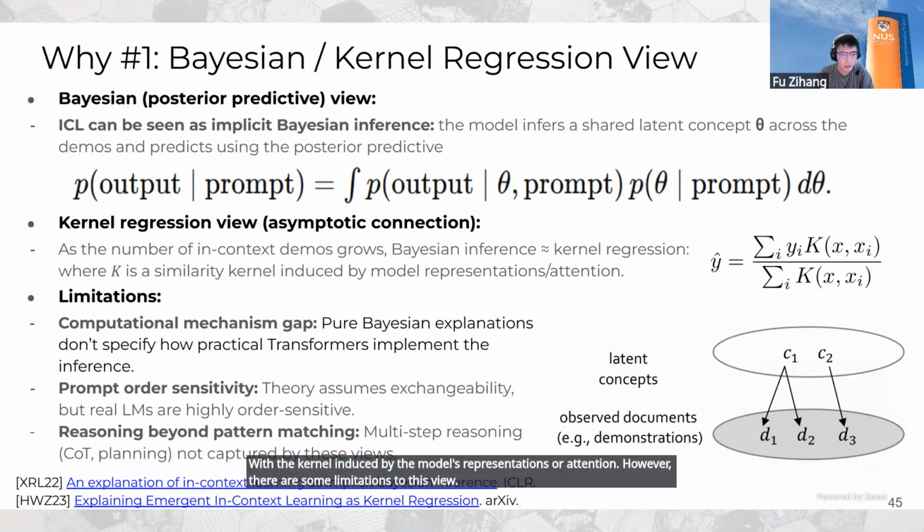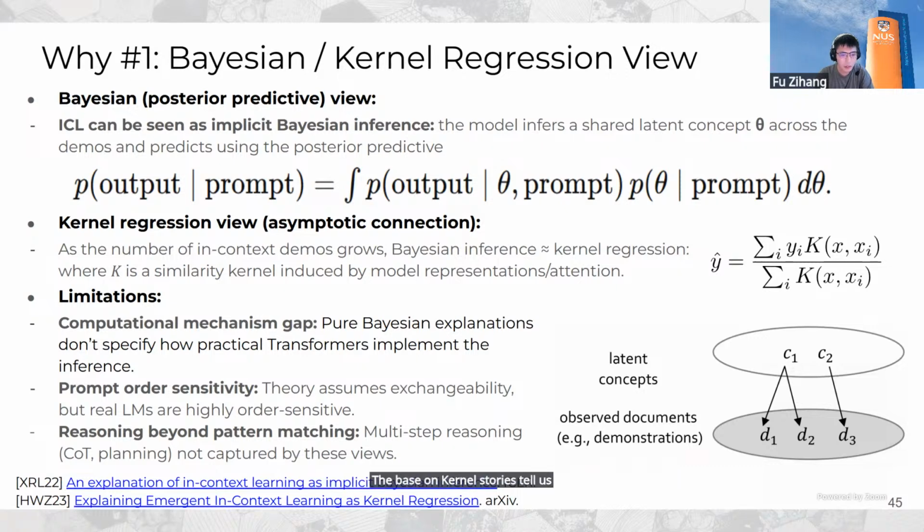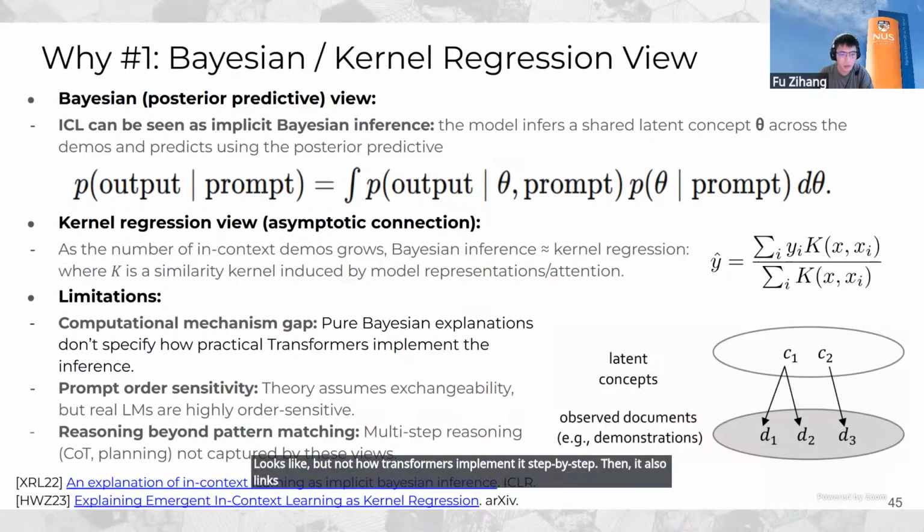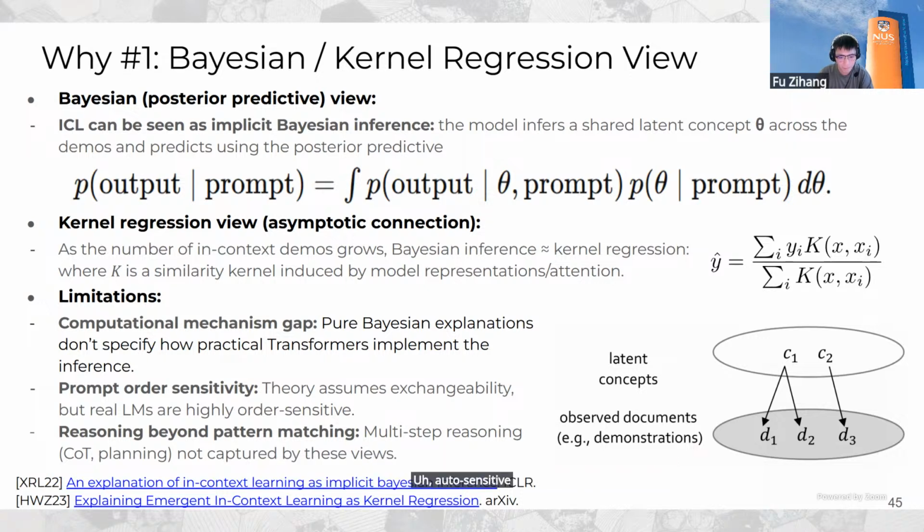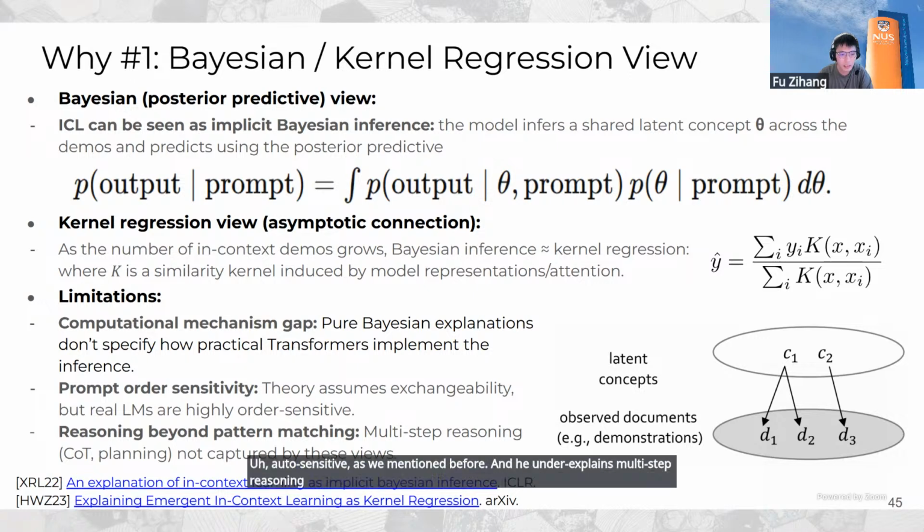The Bayesian kernel stories tell us what the effective computation looks like, but not how transformers implement it step by step. Then it also leans on exchangeability, while real language models are order sensitive, as we mentioned before. And it under-explains multi-step reasoning or planning-style behavior.